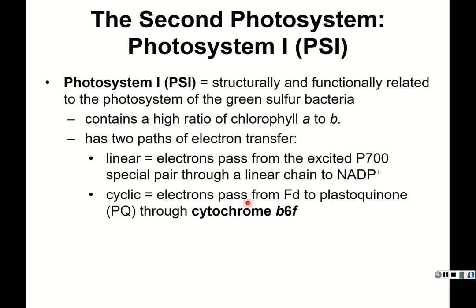The second photosystem is photosystem 1. This is structurally related to the green sulfur bacteria. It contains a high ratio of chlorophyll A to chlorophyll B, and that's why the absorption number is a little bit different there. Again, it has two paths. In the linear path, the excited electrons go to NADP plus. In the cyclic method, those electrons go from ferredoxin to plastoquinone, again through the cytochrome B6F complex.